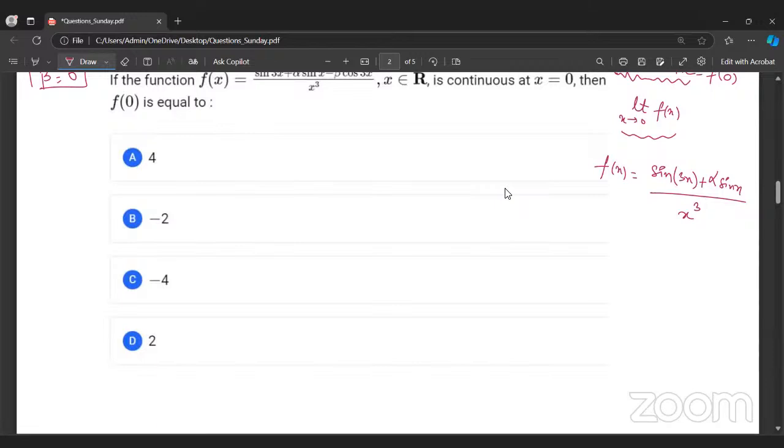Yes, sir. It's a 0 by 0 form. Okay, great work. So if it is 0 by 0 form, I can go for derivative. Should I go for differentiation? Yes, sir. Okay, then go.